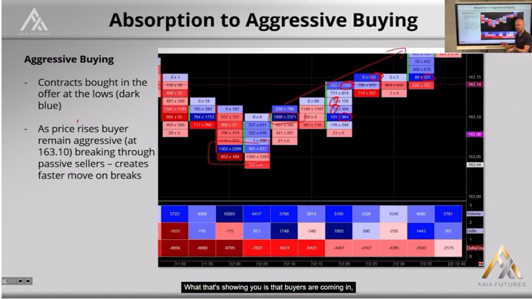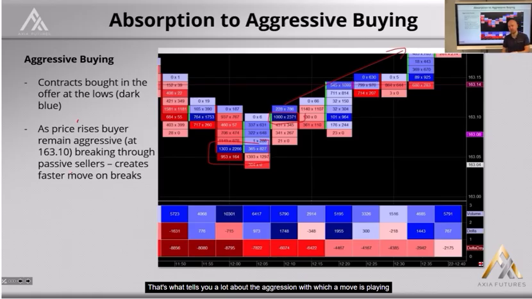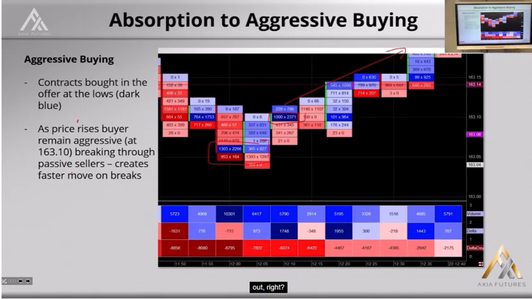What that's showing you is that buyers are coming in, and they're not giving the sellers the chance to sell to them. It's just straight away, buy, buy, buy, and that pushes the price higher. So you get a very different story. It's not just about looking at who's absorbing where, but also the direction with which that move takes. That's what tells you a lot about the aggression with which a move is playing out.